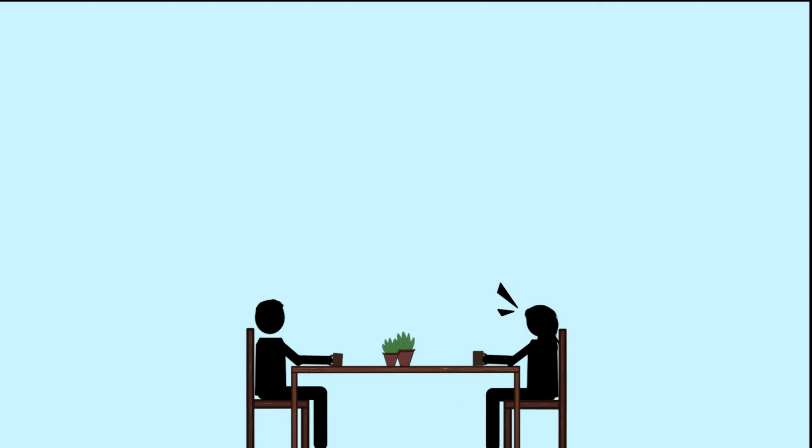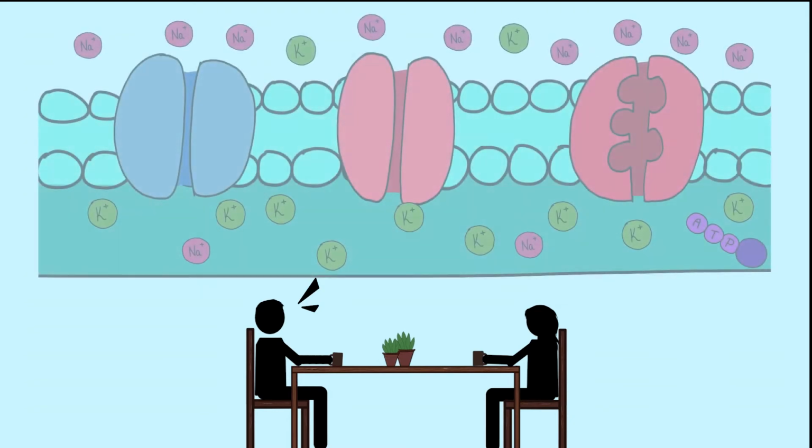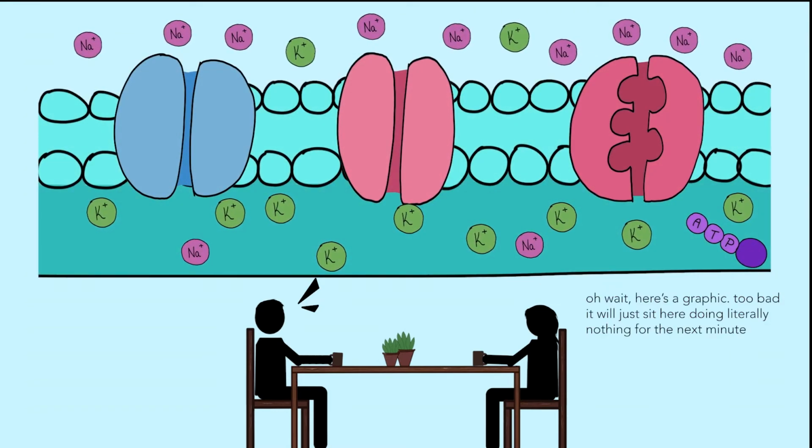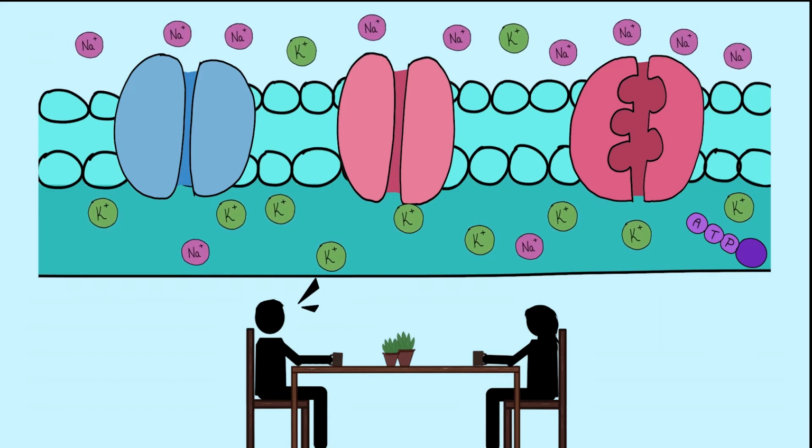Oh, that's so cool, but how do they do it? Here, I'll show you. Here is a close-up of a portion of a neuron's axon. Notice how there are many sodium ions on the outside of the membrane and many potassium ions on the inside of the membrane. There's also a closed sodium channel on the left, a closed potassium channel in the middle, and an inactive sodium-potassium pump on the right. The sodium-potassium pump should be working right now, but I didn't have enough time to animate it. No problem, I'll just imagine it.